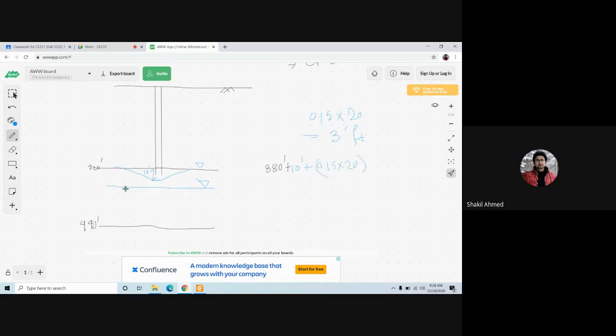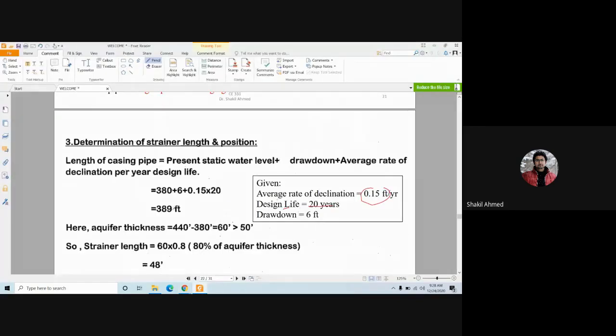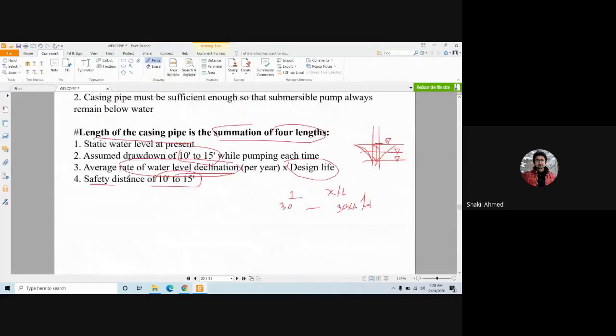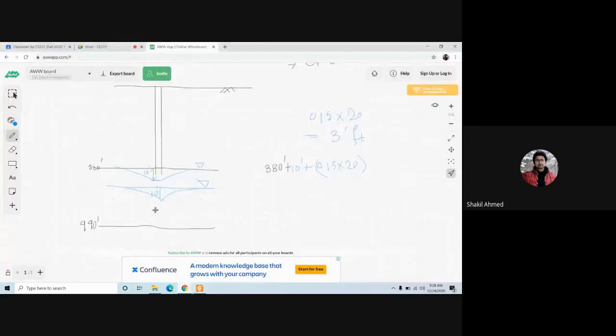So from here, the water level will be decreased like this. This is 10 feet. Plus, what is this? Here. Safety distance of 10 to 15 feet. So for safety, we are taking another 10 to 15 feet. Another 10 feet. So we will extend our aquifer up to this level, because eventually we are assuming that water level will be here instead of here. Are you following me?